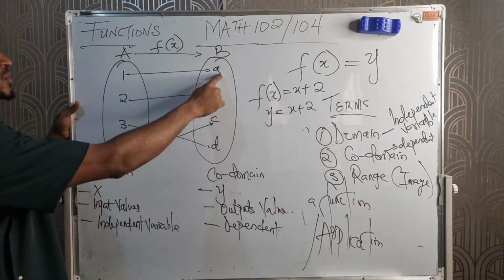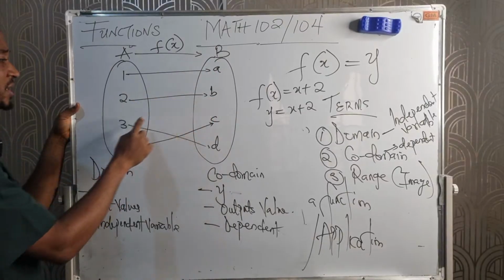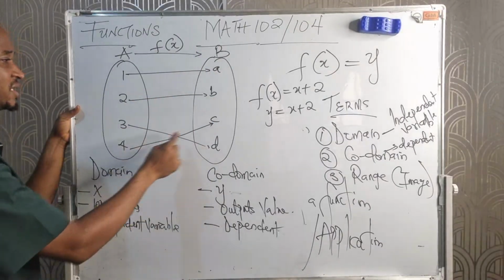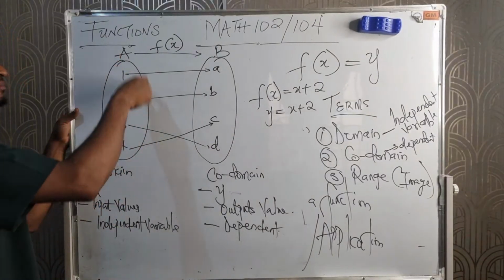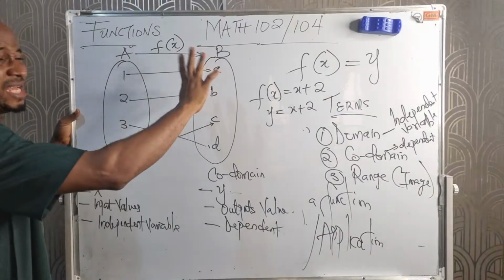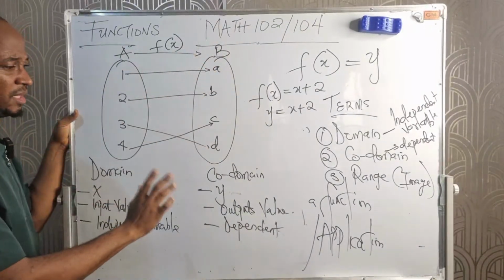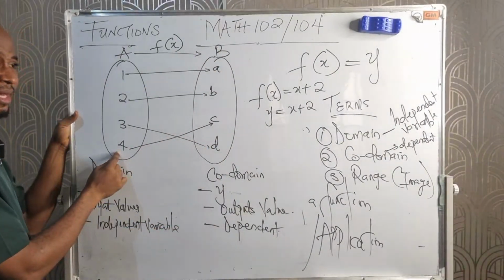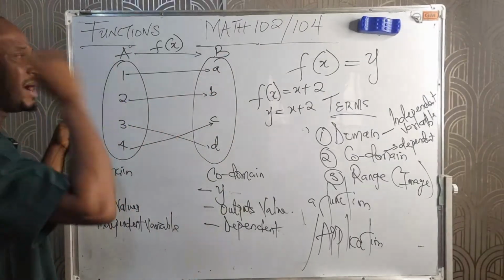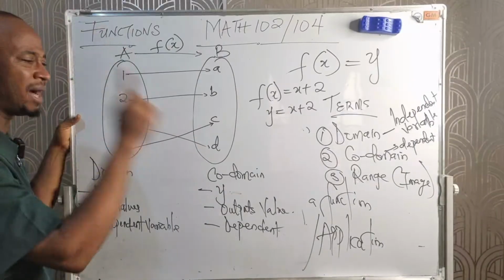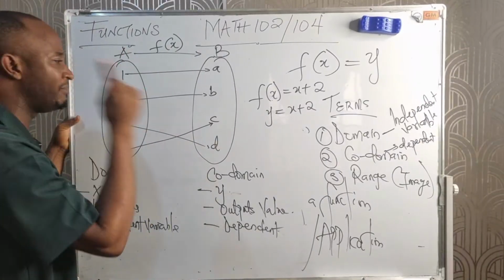Now, look at this. If 1 is mapped to A, 2 is mapped to B, 3 is mapped to D, 4 is mapped to C. What do you notice here? Every element in this domain has a unique element in the codomain. This is called the codomain. This is called the domain. 1 is only mapped to A. 2 is only mapped to B. 3 is only mapped to D. 4 is only mapped to C.